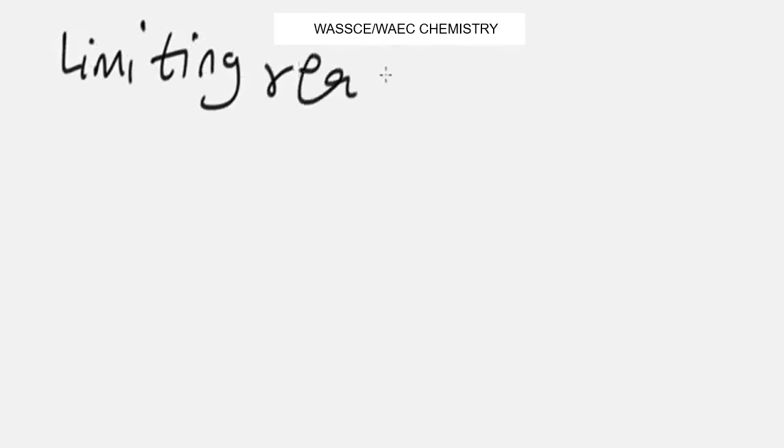Alright, so we're looking at limiting reactants. Now note that reactions stop when one reactant is used up. And again, the amount of product depends on the limiting reactants. Note again that we can calculate the mass of a product formed in a reaction by using the mass of the limiting reactant and the balanced chemical equation.